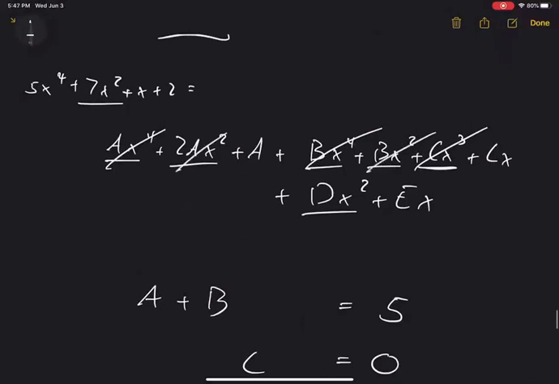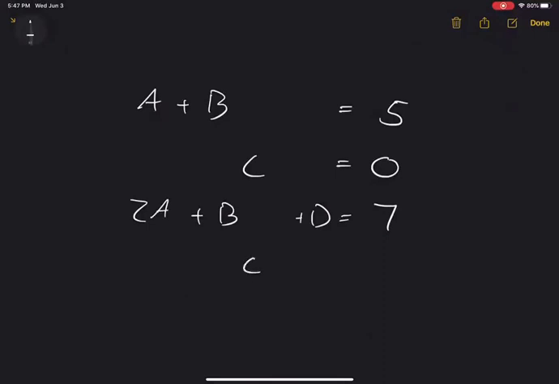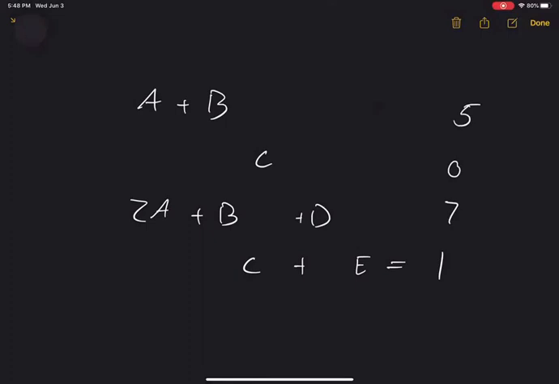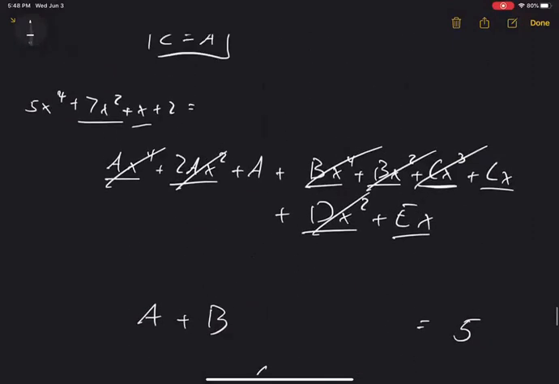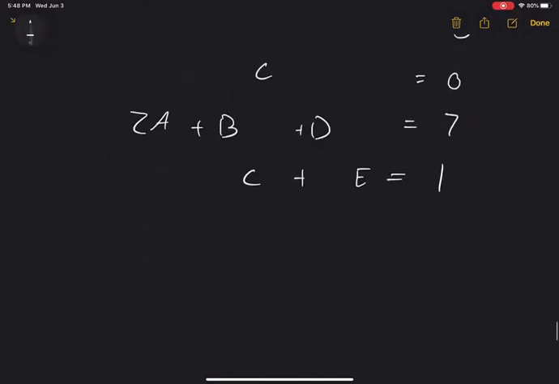On the left side, I have a single x. On the right side, I have cx plus ex. So c plus e has to equal 1. Let's clean this up a bit while we go. Okay. And then finally, our constants. On the left side, I got 2. On the right side, I got a, and we already know a equals 2, right?